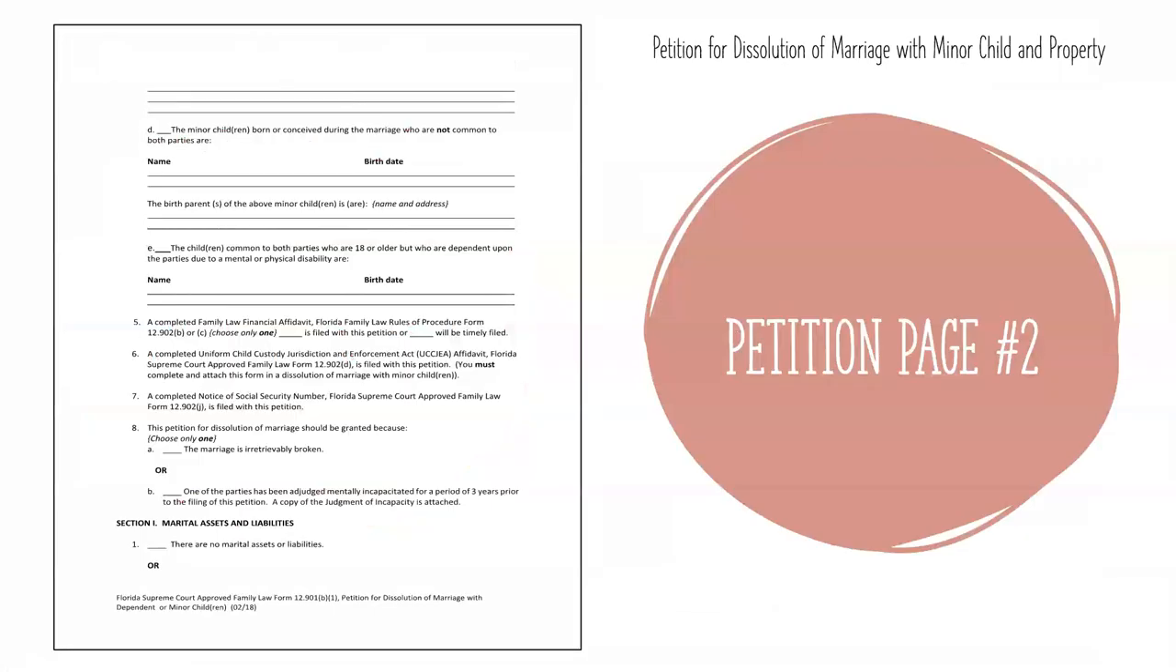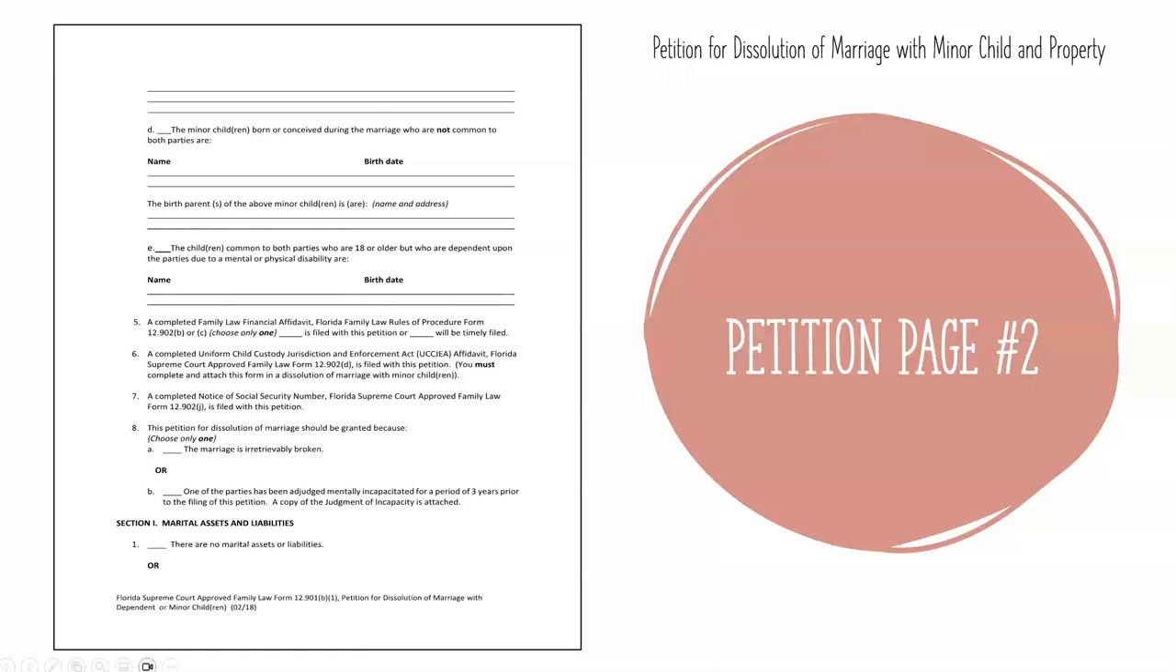Paragraph D, children conceived during the marriage, not common to both parties. If any children were conceived during the marriage but are not common to both parties, you must inform the court by completing this section. List the birth parents and their addresses on the lines provided beneath this section.